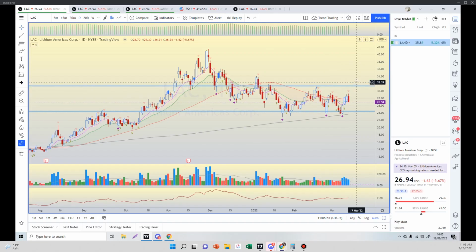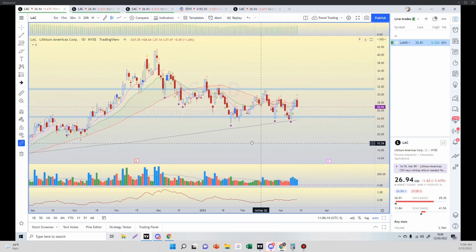Now, this may well come along here and break through and off we go. In which case, this is the level you should be interested in, to see if you get a break above that, then that's probably a reasonable trade to take.